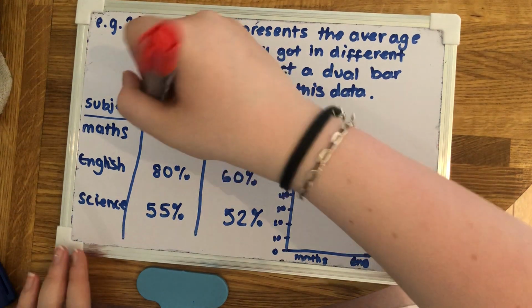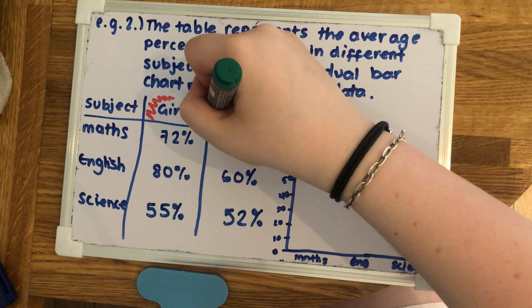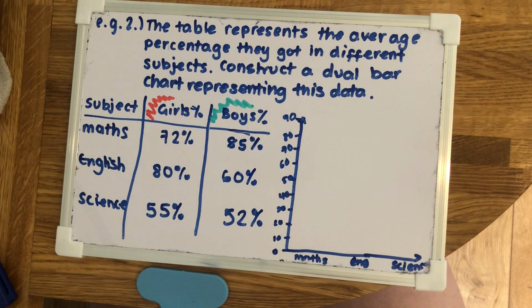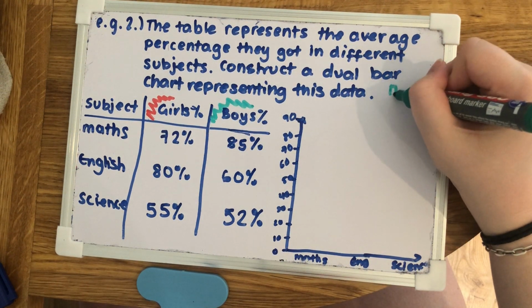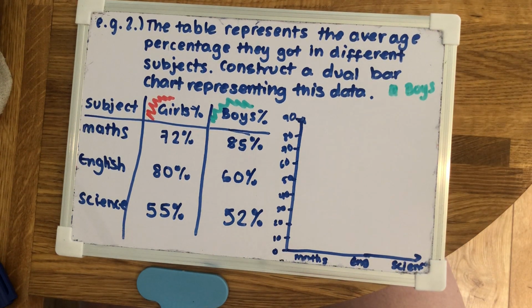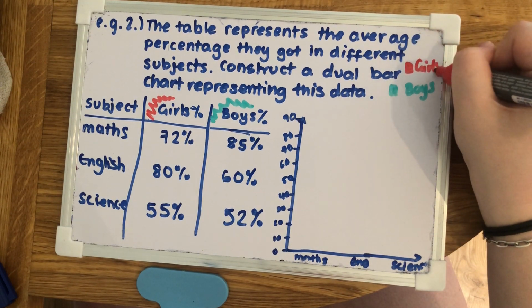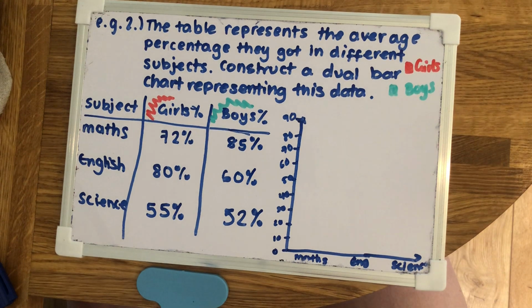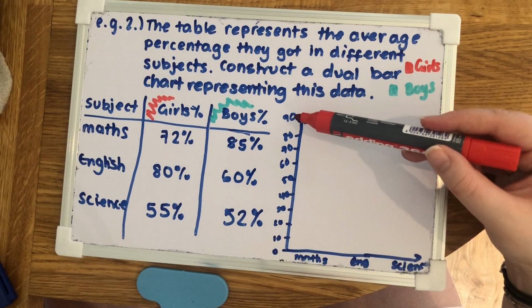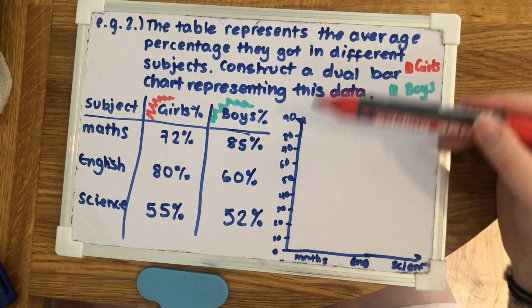So I'm going to make girls be red and the boys be green. Make sure you have a key, so you could do like a little square thing saying that this colour is boys and the other colour is girls. Okay, obviously because people need to be aware, if this was like a real life thing, they need to be aware of which one's which. So again, my axes I've gone up in 10s just because I didn't have enough space to do more.